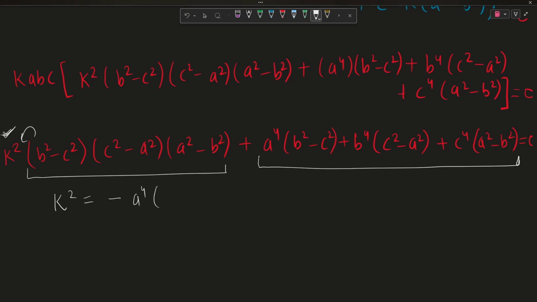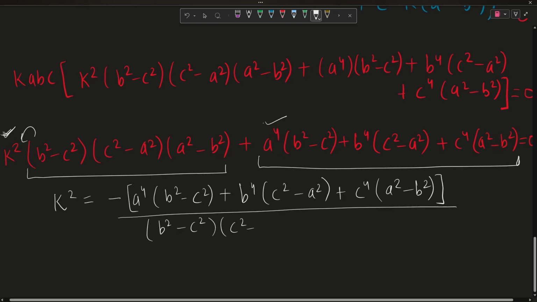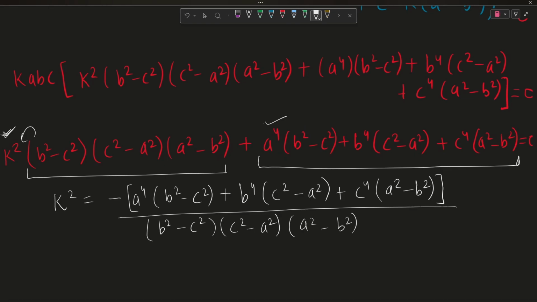minus of a to the power 4 b square minus c square, taking this value to the right hand side, plus b to the power 4 c square minus a square plus c to the power 4 a square minus b square, whole divided by b square minus c square into c square minus a square into a square minus b square.